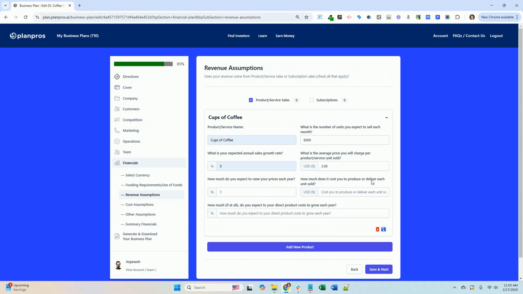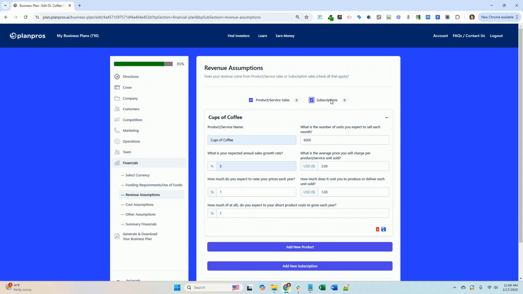How much does it cost you to produce each cup of coffee sold? I'm going to say it's going to cost us $1 for each cup of coffee sold. And this is the direct expense. A lot of times we get questions like, where do our direct expenses go? They go right here. So the product you're selling for $3 and it costs you $1 each time that you manufacture or create the product. And then finally, how much do you expect direct product costs to grow each year? Let's also say 1% growth of cost there. And that's how we add our products. And we could save it next year, or we can look at subscriptions. What we do is subscription too.